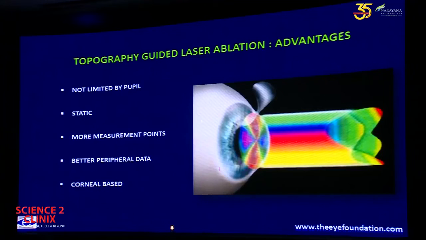What would be the advantage of a topo-guided laser ablation as compared to the conventional wavefront? How does one get a wavefront? Essentially, we project light onto the retina, and whatever comes back is then measured to give you a wavefront. So this is more of a dynamic approach as compared to a static measurement. The topo-guided approach, on the other hand, does not measure the internal aberrations and is not pupil dependent or dependent on accommodation, so it gives you more static readings. Additionally, as you're taking a topography of the cornea, you get more peripheral data because, again, it is not dependent on the pupil size.